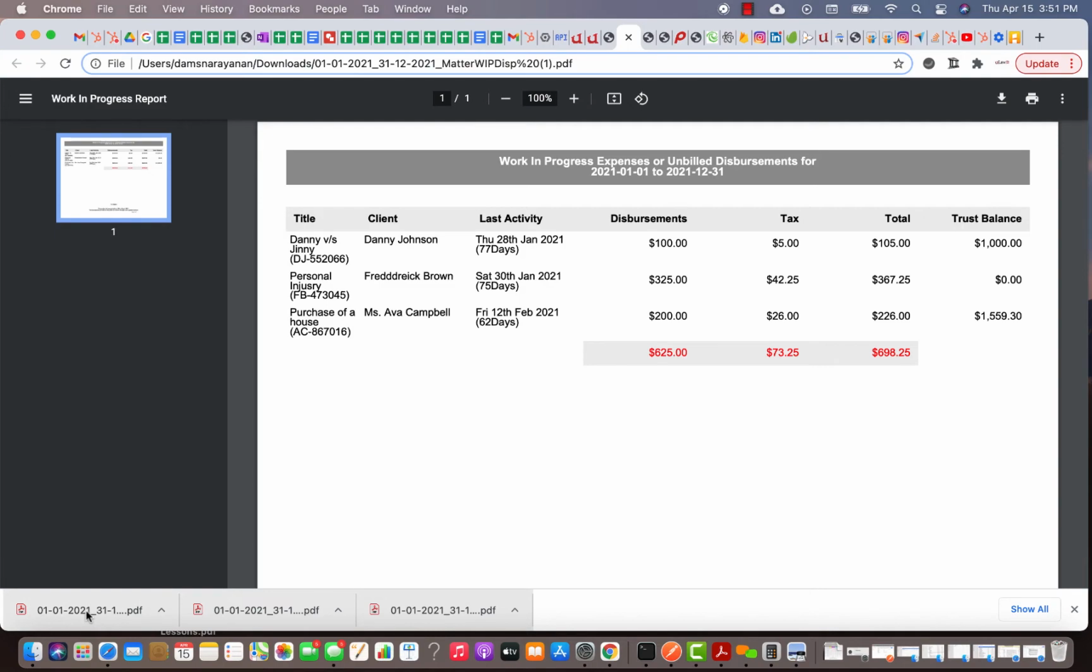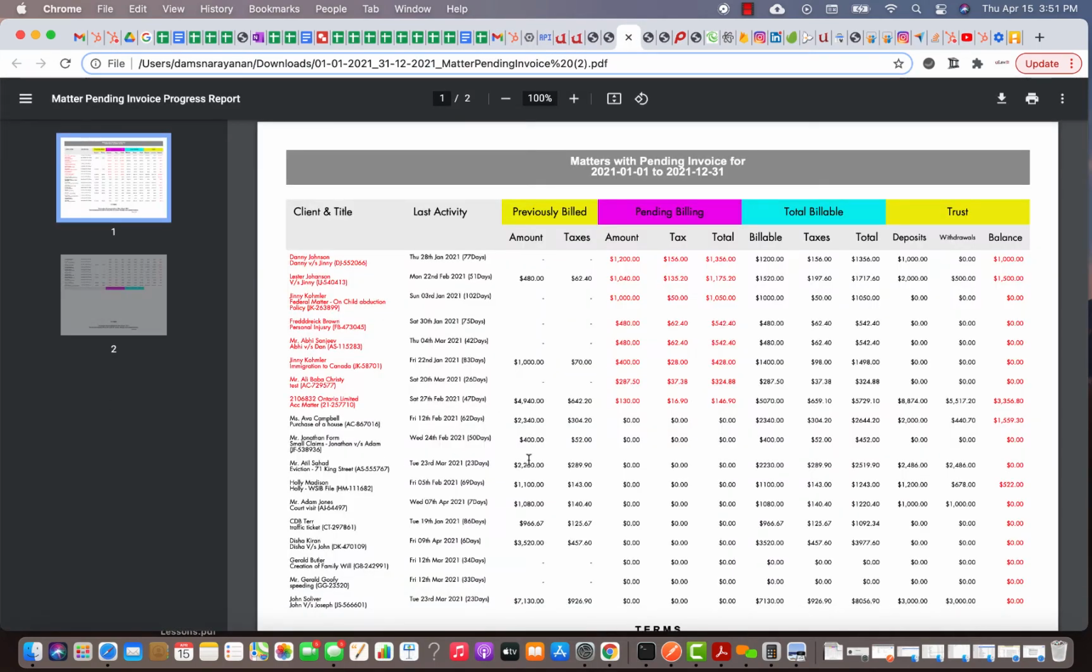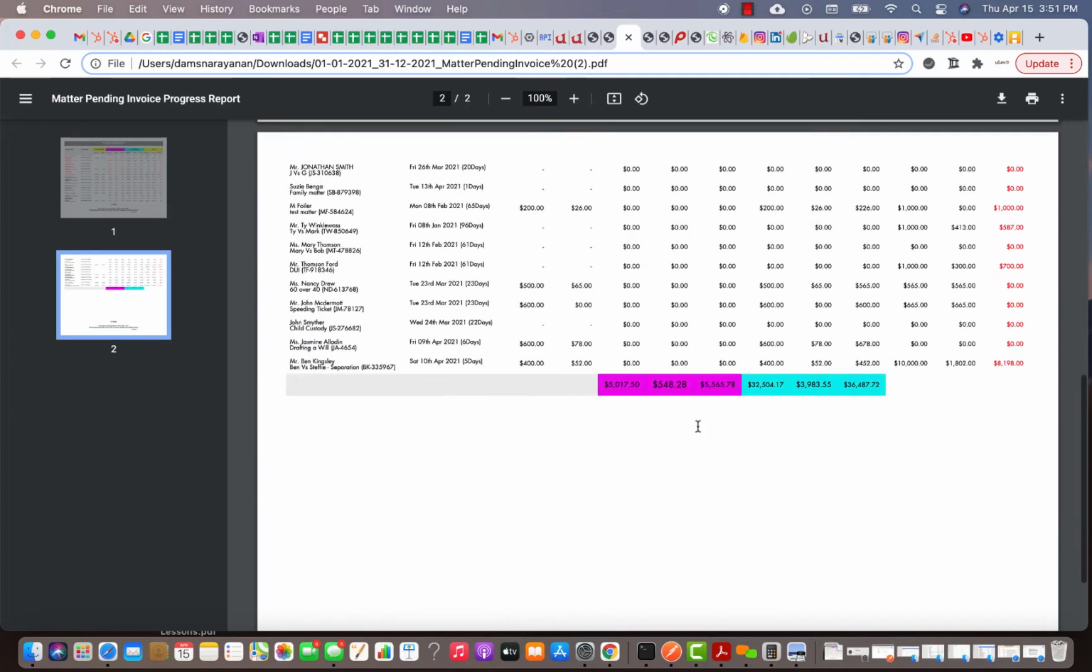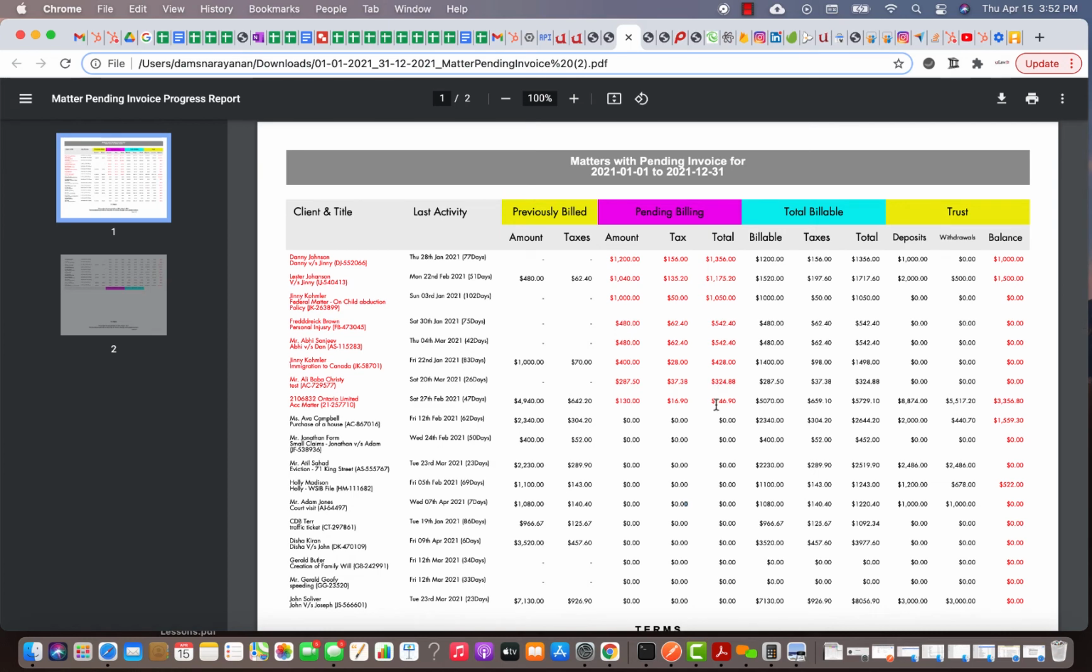Let's look at this last report, which is the pending invoice report. This one is very interesting because it goes through every matter that has a pending invoice, and it highlights it in red, by the way, saying, hey, these are all the matters that got updated, but only these ones have pending invoice. And it also shows you a trust view. It tells you how much money came in trust and how much is the balance. For example, Danny Johnson, you can right away invoice him for $1,356 and get paid ASAP with $1,000. So this is a beautiful report because it tells you how much money you can make right away.